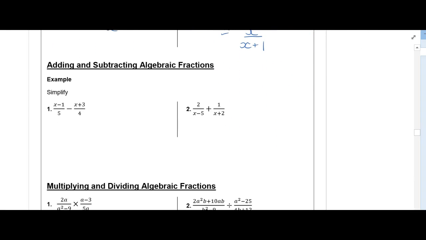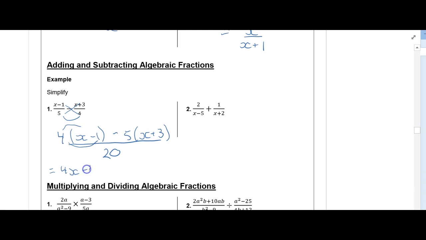Adding and subtracting fractions, you need to find a common denominator, or the good old cross multiplication if you want to use that. So I've got to have 4 outside of x minus 1 minus 5 outside of x plus 3, all on 20. And I expand the brackets and collect like terms.